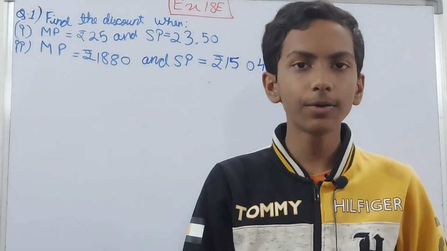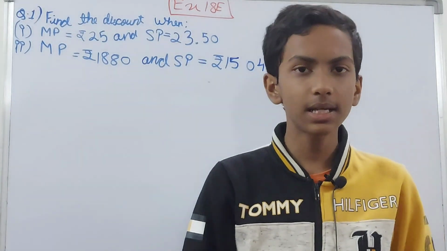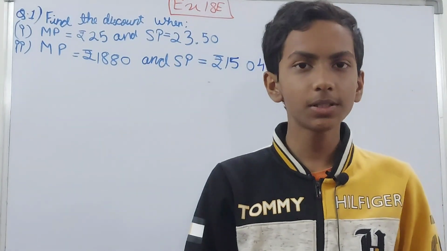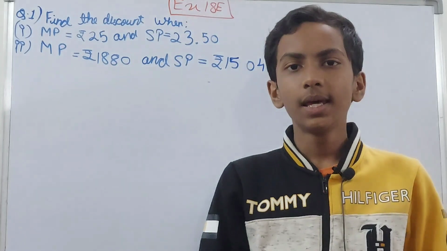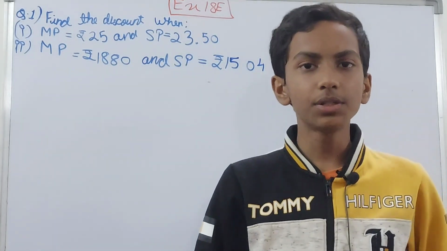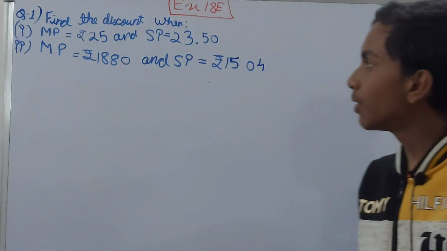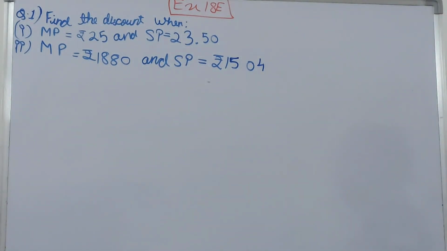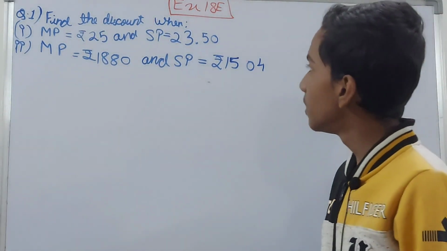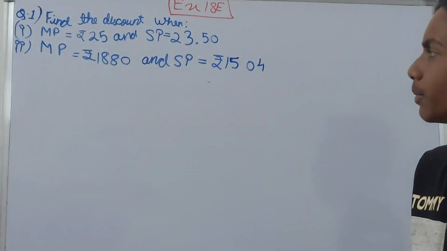In this video, we are going to solve ICSE Mathematics Class 7 Chapter 18 Percentage and its applications. Exercise 18E Question 1. Right, so what have you got here? It says find the discount when the MP is 25 and SP is 23.50, and there's another part, right?